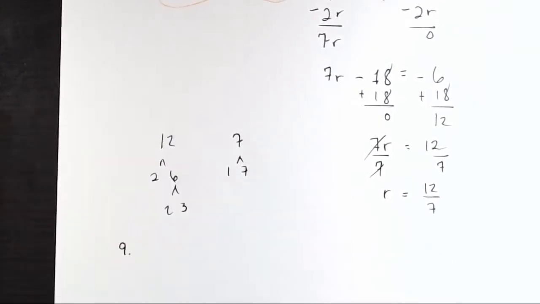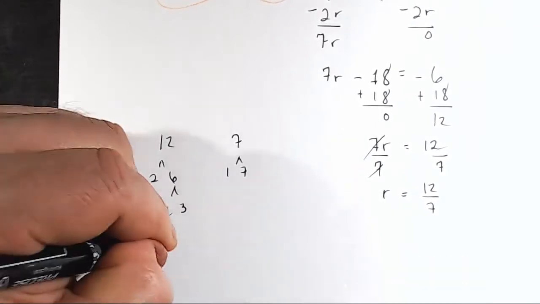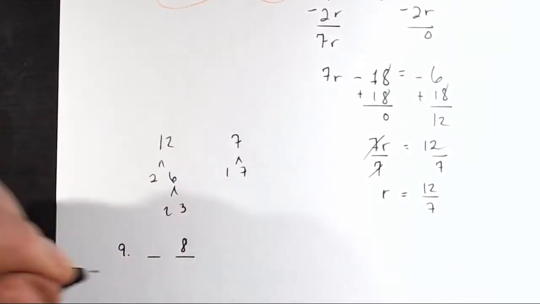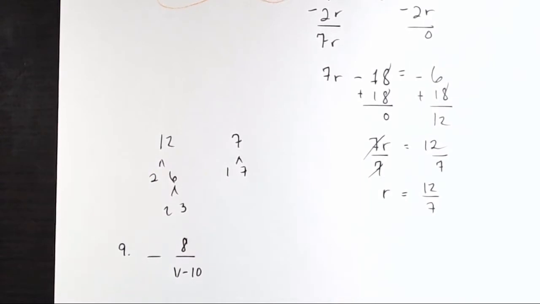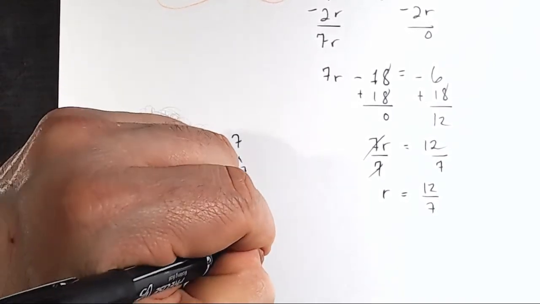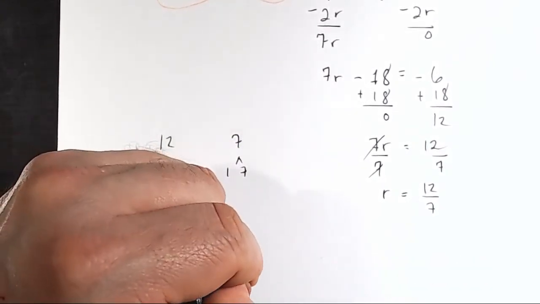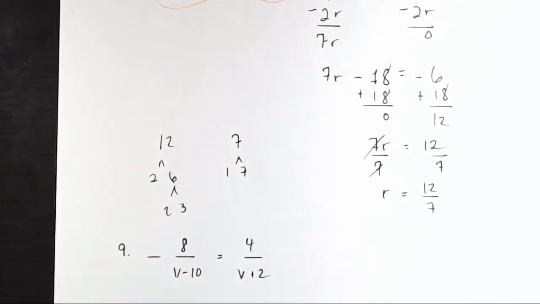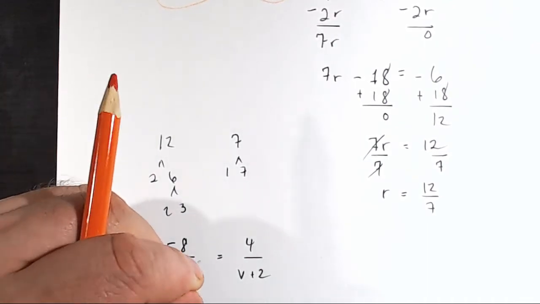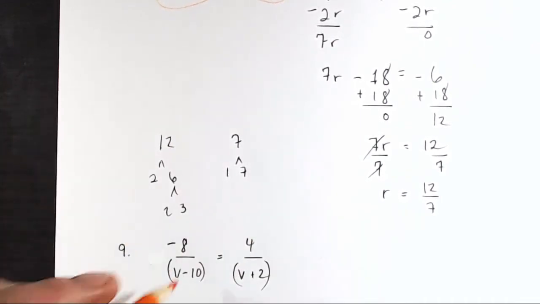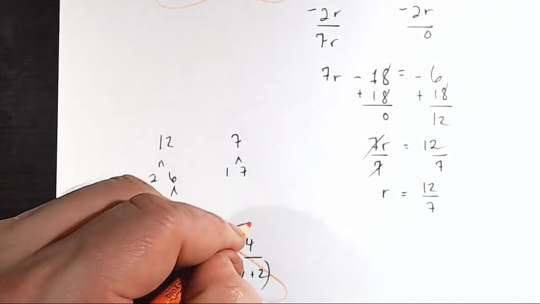Number 9, we're given negative 8 over (v minus 10) equals 4 over (v plus 2). Okay, so we're going to pull this minus sign up here. And now we'll do our parentheses here and here. And butterfly.